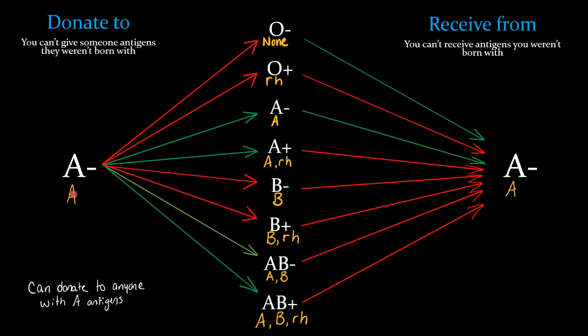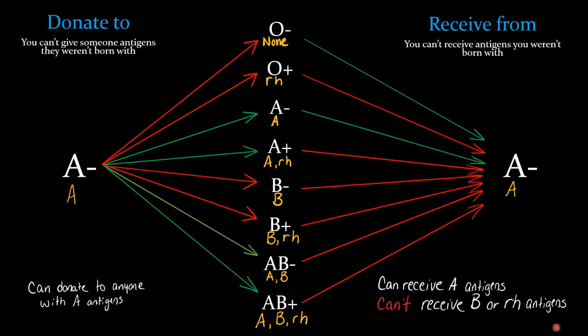Another way to think about the receive from end of things is identify what antigens you can receive, but also what antigens you can't receive. A negative cannot receive B or RH because they don't have B or RH. So if you go right down the list and eliminate all the blood types that have B or RH, the remainder is your answer.